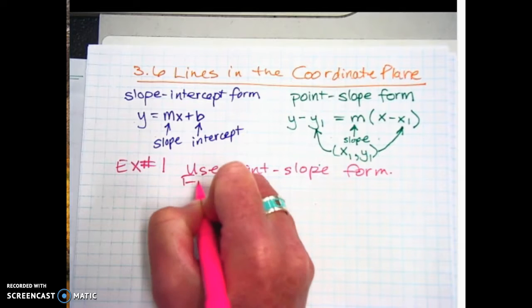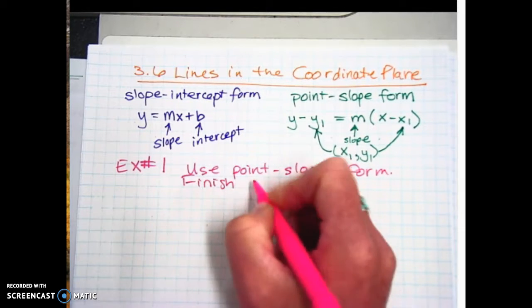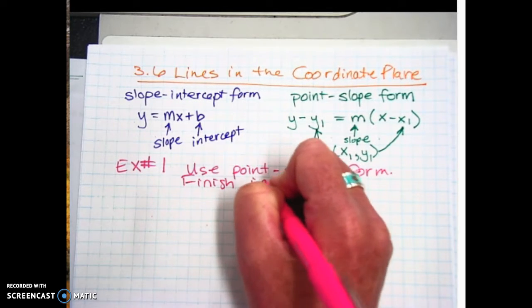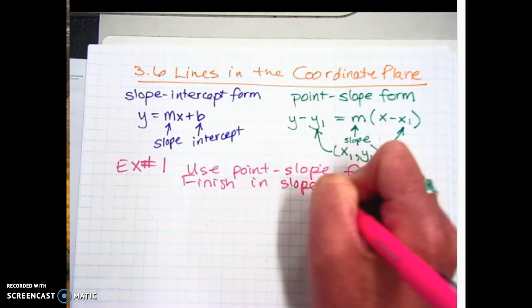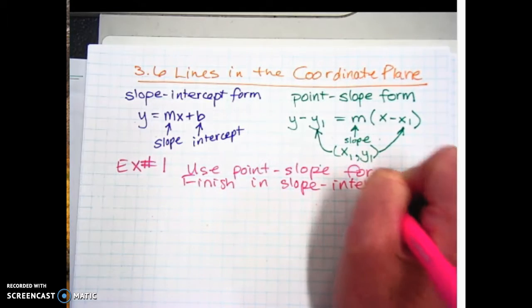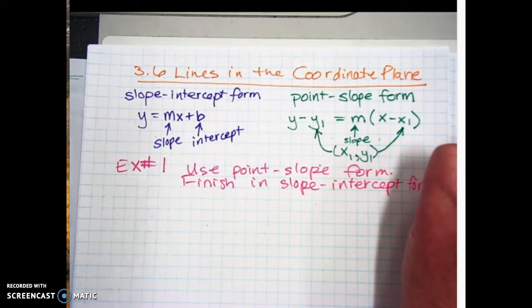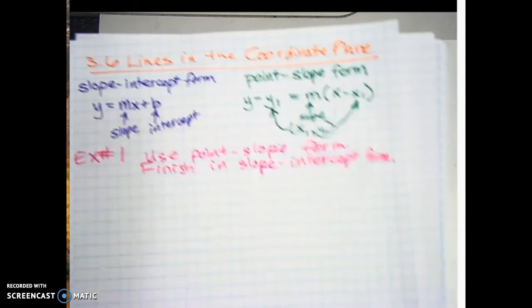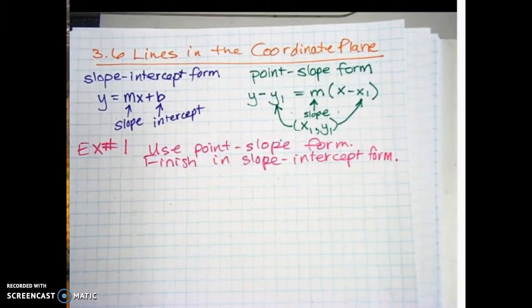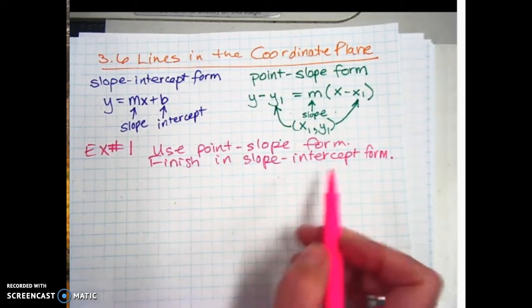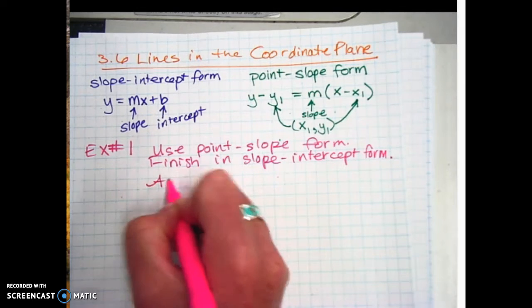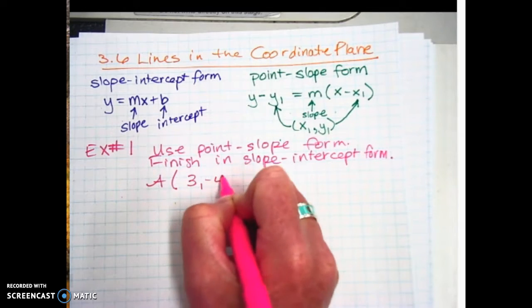We're just going to finish it off in our slope-intercept form. It's just a couple easy steps to get it there. So you need two pieces of information. You need the slope and you need a point. So the first thing I'm going to give you is point A. Point A is at 3, -4.